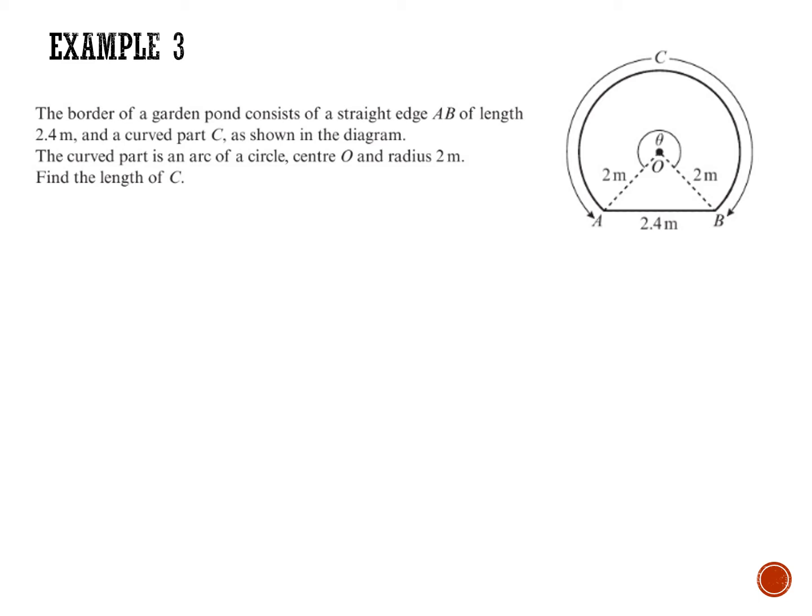You can see on my diagram, they've marked an angle theta. If I can find that angle theta, then I can find the length of C. Now the issue we've got here is we don't know what the size of this angle is. But it's a triangle and we can work it out. Let me draw a slightly bigger version of it here so we can see. This is my OAB. This is 2, this is 2, so that makes this an isosceles triangle.